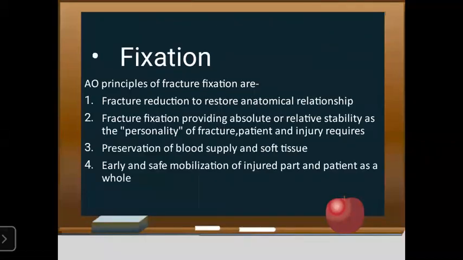Next is fixation. Fixation simply means the reduced fracture fragments are fixed in the desired position. It can be either direct or indirect. The AO principles for fracture fixation are to be followed, which are fracture reduction to restore anatomical relationship, fracture fixation providing absolute or relative stability as the personality of the fracture, patient and injury requires, preservation of blood supply and soft tissue, early and safe mobilization of the injured part and patient as a whole.